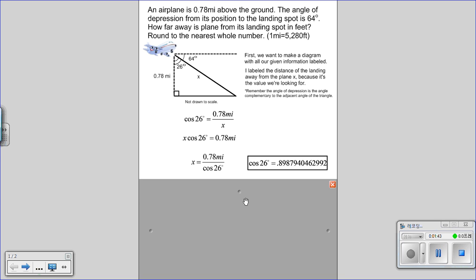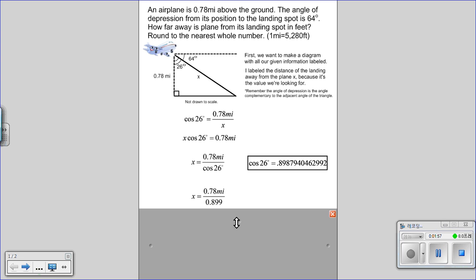When we input cosine 26 degrees in degree mode in the calculator, we get cosine 26 degrees to equal 0.899. So then we can input 0.899 for cosine of 26 degrees to get x as 0.78 miles divided by 0.899. Then we plug that into the calculator, so we get x equals 0.868 miles.